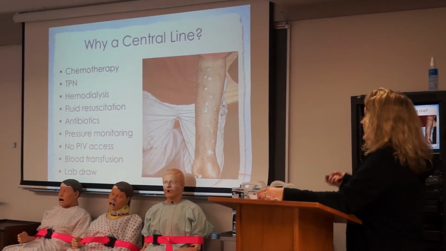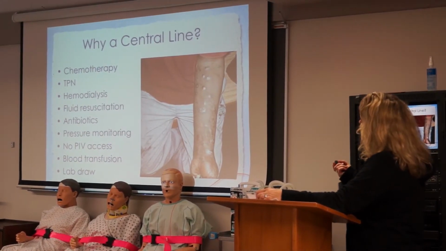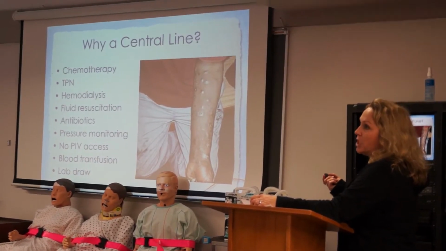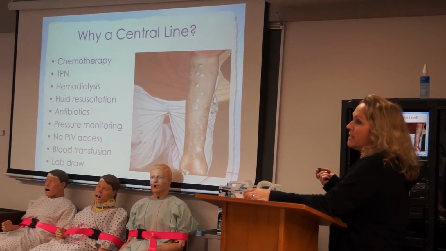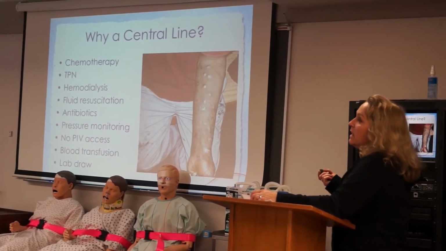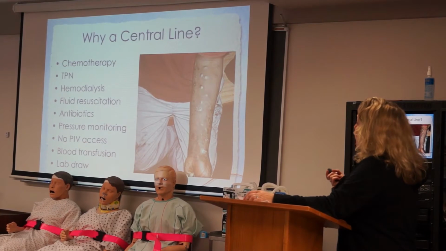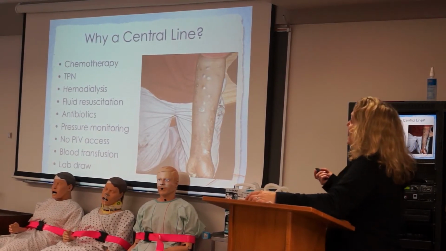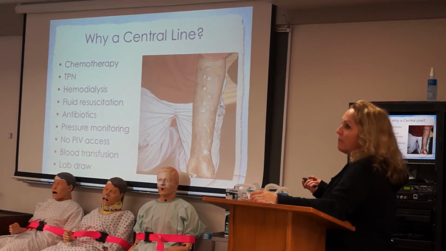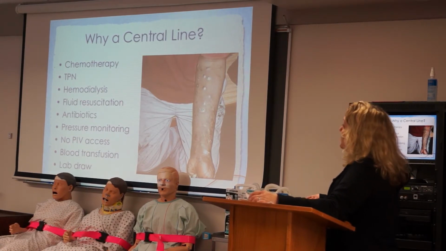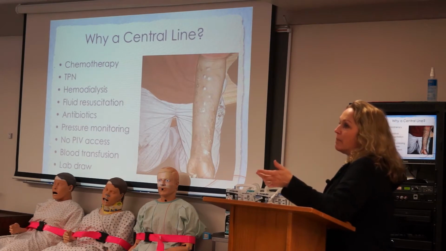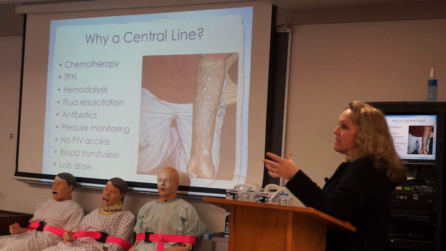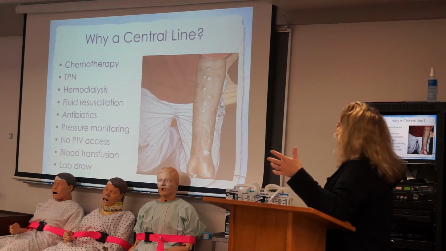Why do we need a central line? This guy is a heroin user, and this is a really good example of why you might need a central line, because his veins are probably shot. He's probably destroyed all of his veins and has no peripheral access. People who are on chemotherapy are going to need long-term treatment, TPN, hemodialysis. If you need rapid fluid resuscitation, somebody who's been in a car accident or has bled out rapidly, a big bore central venous access device to get fluid in quickly.